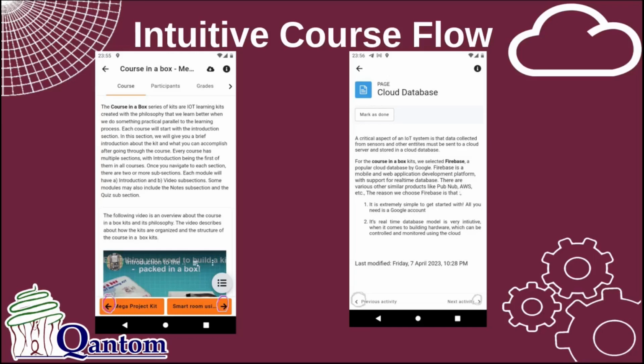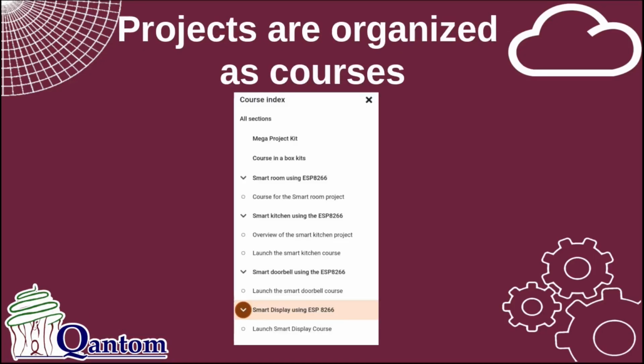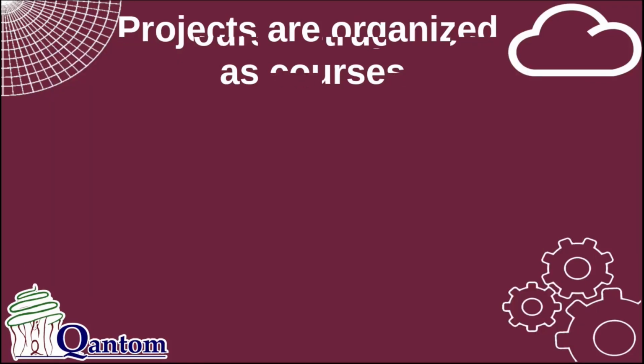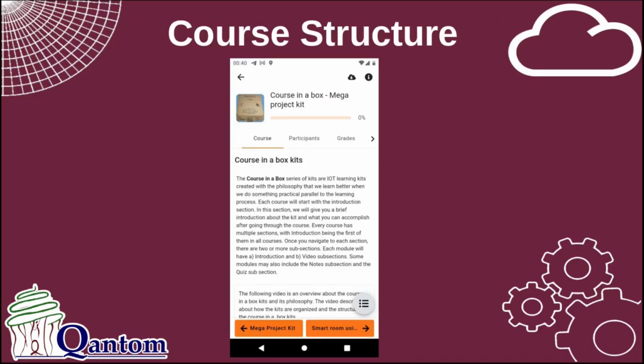Each Course in a Box kit with multiple projects is organized in a way such that the course is a collection of individual projects. For example, in the Mega Project kit, there are 7 sub-courses for Smart Room, Smart Kitchen, Smart Doorbell, Smart Display, Obstacle Detector, Smart Factory, and Smart Irrigation. When you navigate to any of these sub-courses, you are taken to the course for the individual project.